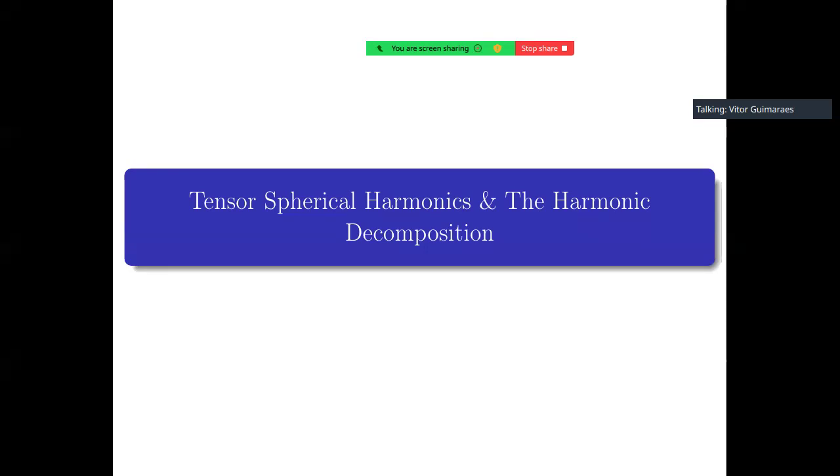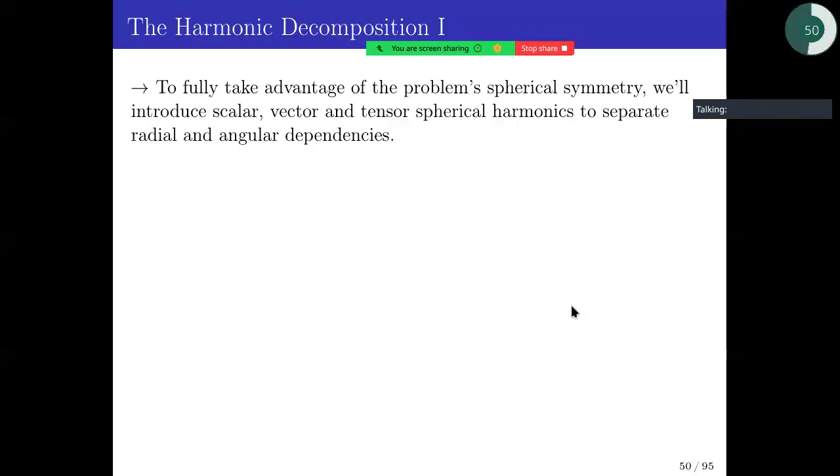And to do this in the right way, so we can separate the radial and temporal parts of our perturbation and the angular parts of our perturbation, we're going to have to use these tensor spherical harmonics and perform what we call the harmonic decomposition, okay? So, since we are going eventually to do perturbation in Schwarzschild spacetime, and to fully take advantage of the spherical symmetry of this problem, we're going to introduce scalar, vector and tensor spherical harmonics to separate the radial/temporal part of our perturbation and the angular dependencies, okay?